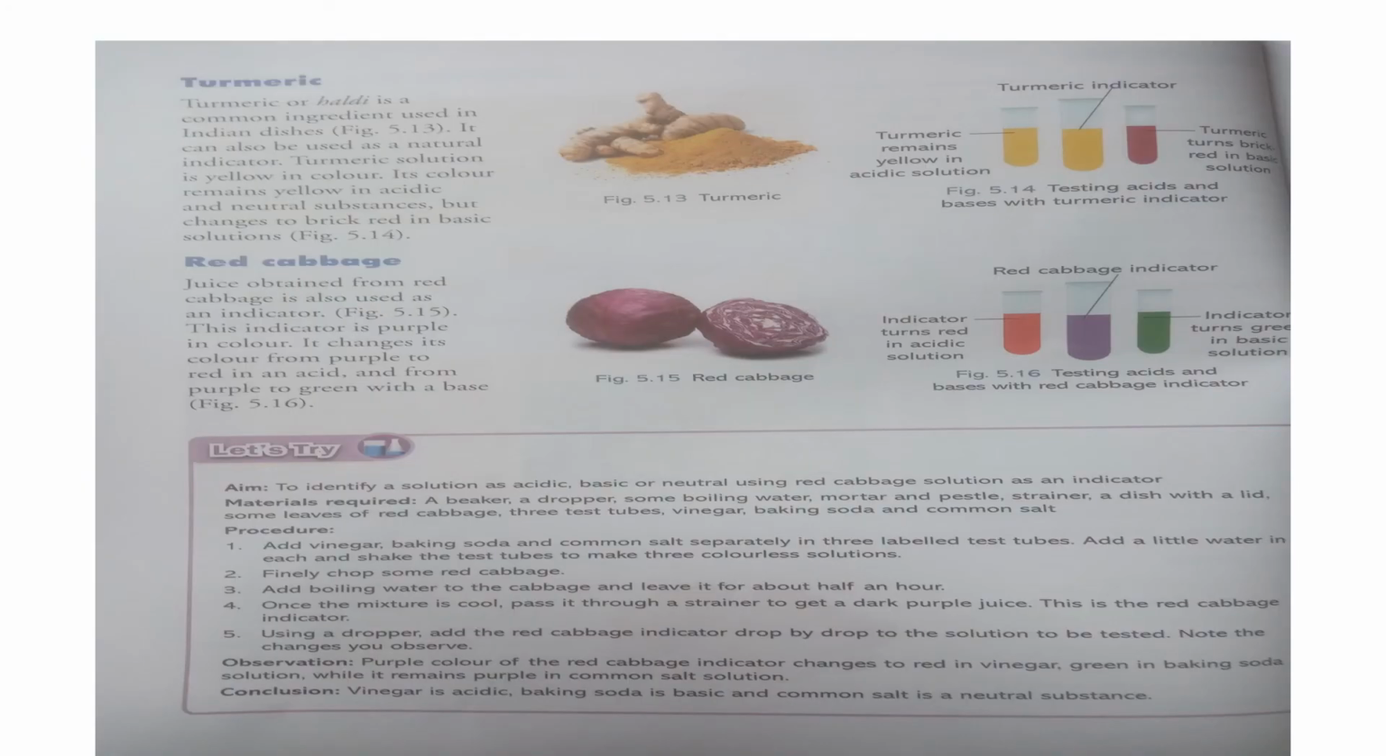Here is another natural indicator which we always use in our kitchen, that is turmeric. Turmeric or haldi is a commonly used indicator, and we face different kinds of experiences with Indian dishes. For example, if you eat some curry and it falls on your shirt and you use soap, then you can see the color turning red. Why? Because curry contains turmeric, and this turmeric is a natural indicator.